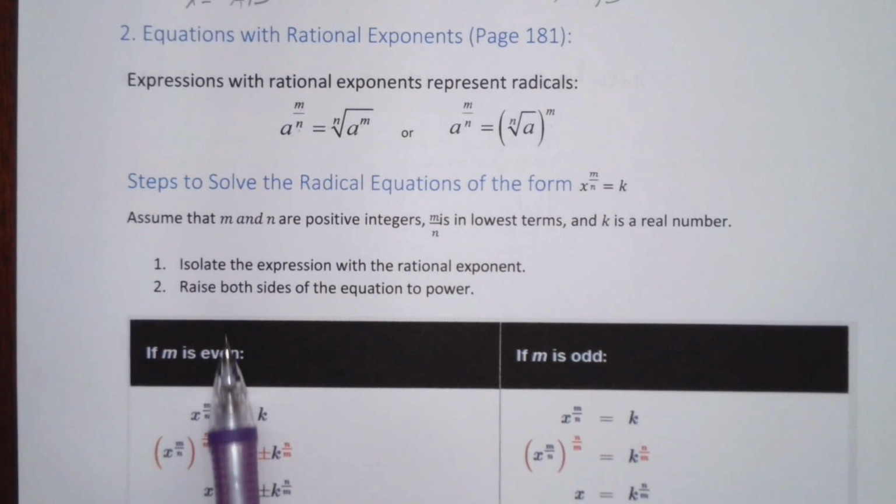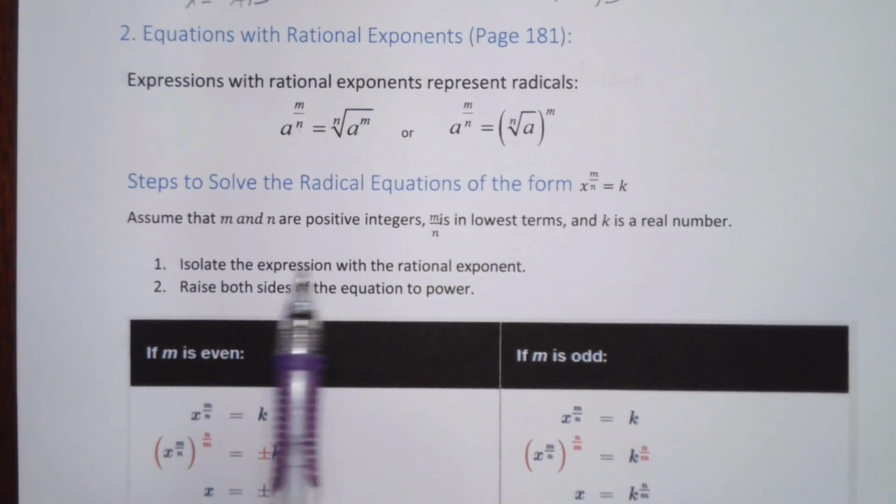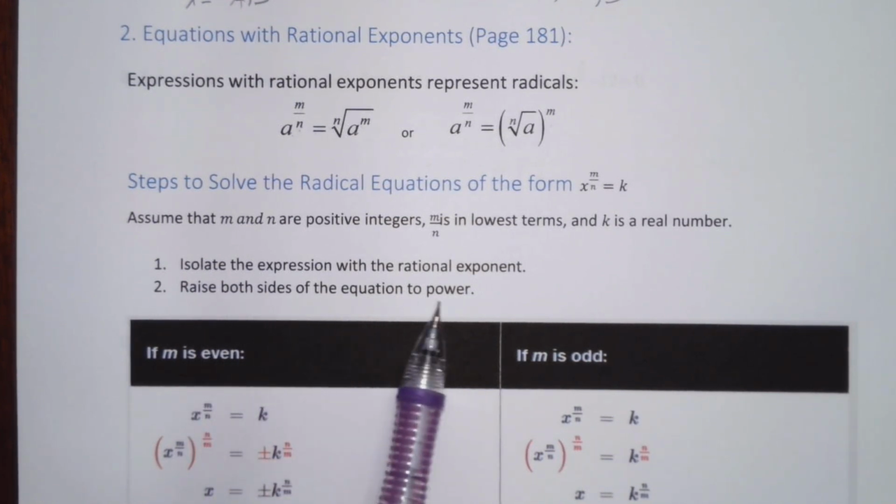Down here, it says isolate the expression with the rational exponent. This is to solve, and then raise both sides of the equation to the power.